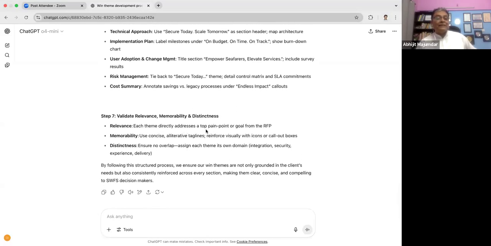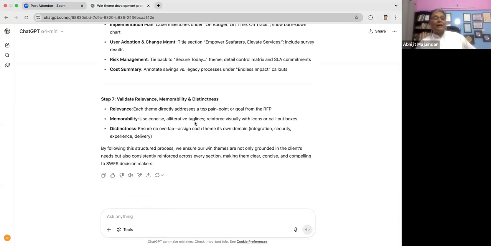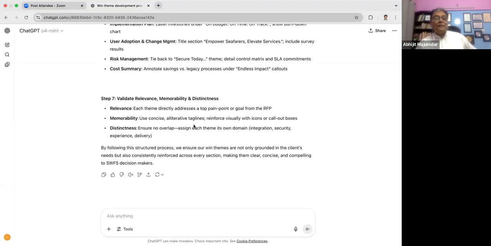Validate the relevance, memorability, and distinctness. Relevance: each theme directly addresses a top pain point or goal from the RFP. Use concise, alliterative taglines, which are memorable taglines. Okay, reinforce visually with icons and call-out boxes.